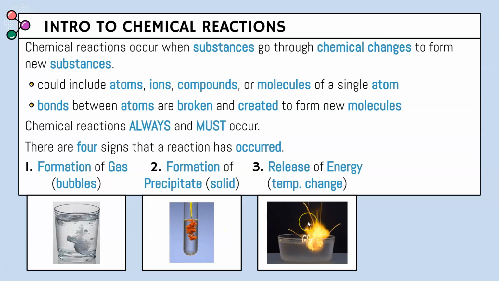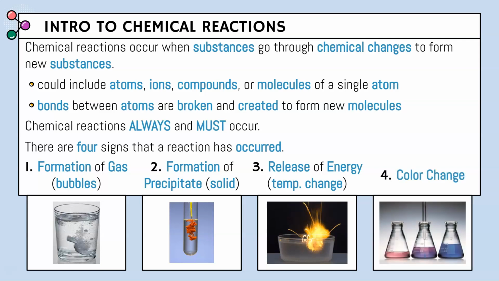Now, 3 is a release of energy, so some sort of temperature change. This picture here is actually with sodium going into water. You might have seen this as a demo in Chem A. And what you probably saw was sparks or fire. Any kind of sparks, any kind of fire that's being produced is a release of energy. Energy is being released into the atmosphere, and that causes some sort of temperature change. And lastly, we just have color change. If we're putting 2 things together and the color changes, that is a sign of a chemical reaction.